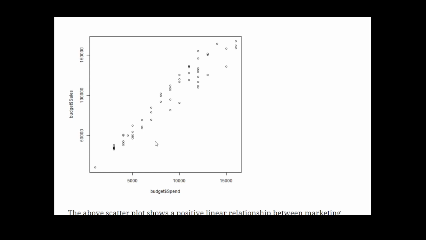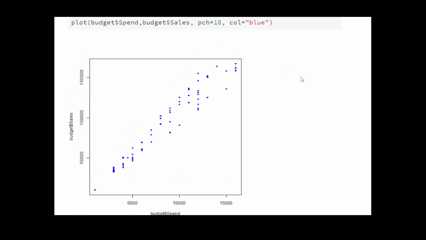So the above scatter plot shows a positive linear relationship between marketing spend and sales data. You can see it there, from the bottom left it goes up to the top right. Okay, and it seems to be a strong positive linear trend. Just as a remark, if you wanted to make it a little bit easier to look at, there are things you can do. For example, you can change the plot character. Just type in pch equals, pick a number between 1 and 20. Just try them out. And you can also specify the color there.